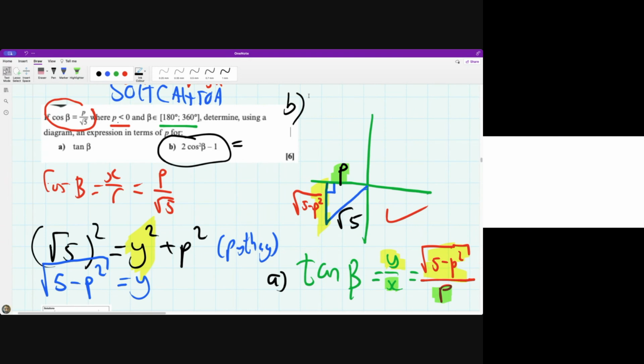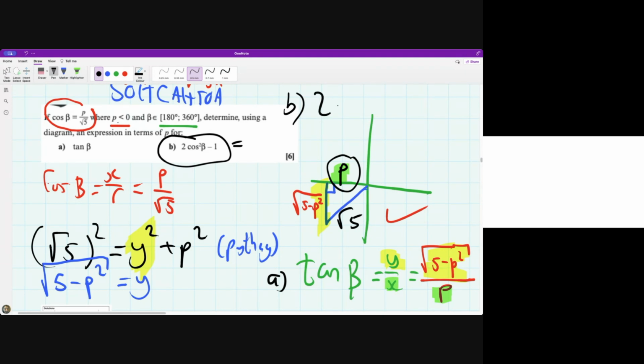Oh, p is negative, yes. Because the p is negative, but it's a variable, right? So you don't know, p could be -3 or -5. So we've just left it because it's a variable. It can hold a negative value. Okay, does that make sense?